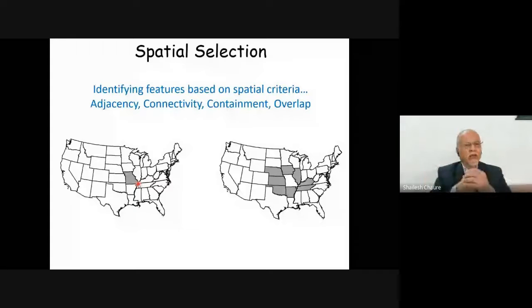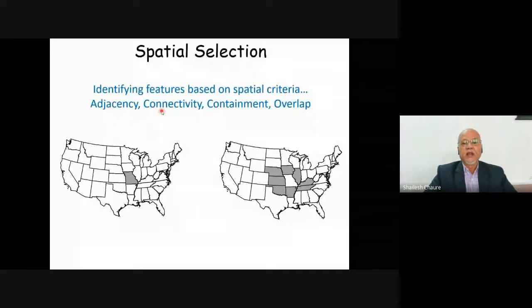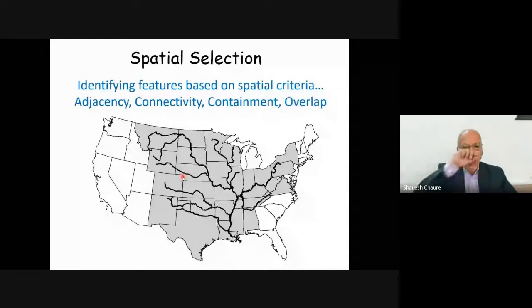But now suppose I have a map here with one polygon selected, and I'm interested in how many polygons are adjacent to it. This kind of thing I can do. Adjacency, connectivity, containment, overlay, these kinds of operations may be there. So let us see how we can do the spatial selection: identifying features based on spatial criteria.